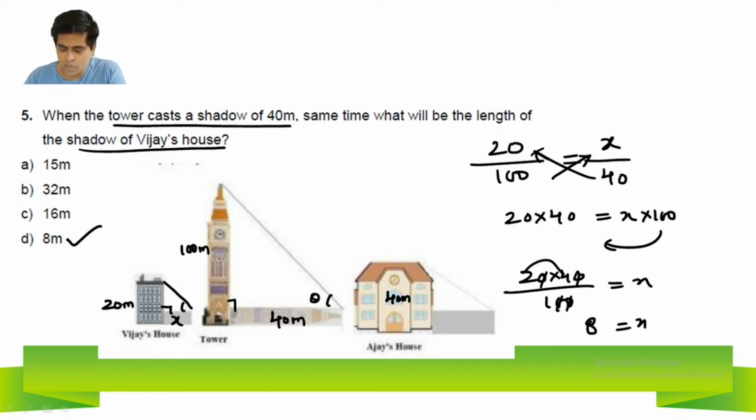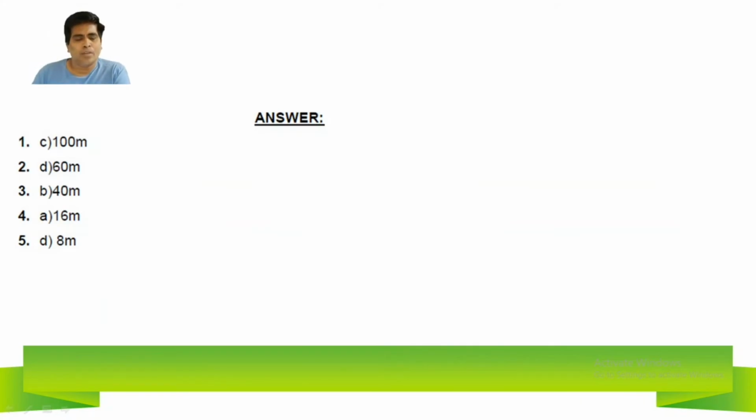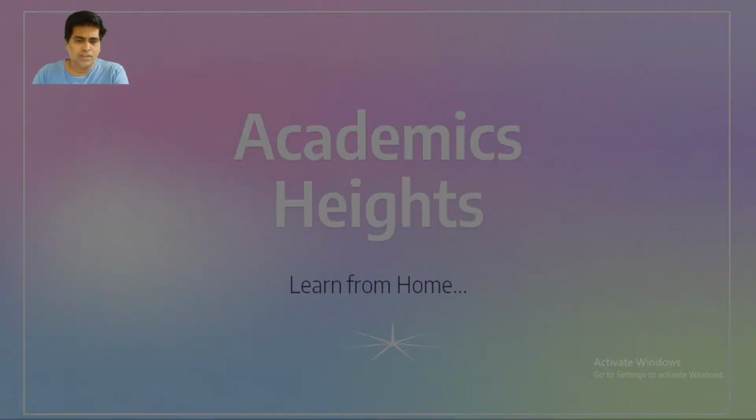So if I cross check all the questions: first, the height of the tower, we got it as 100. Height of Ajay's house, 40 meters, we got it. Just now in the 5th question, we got 8 meters. In the 4th question, what is the 4th question?